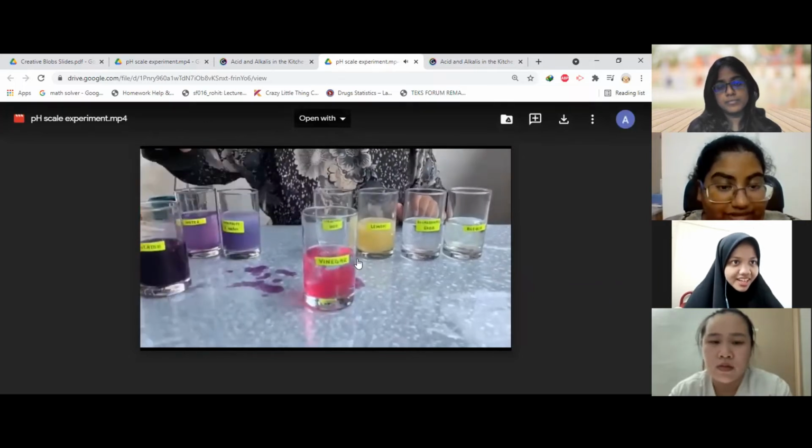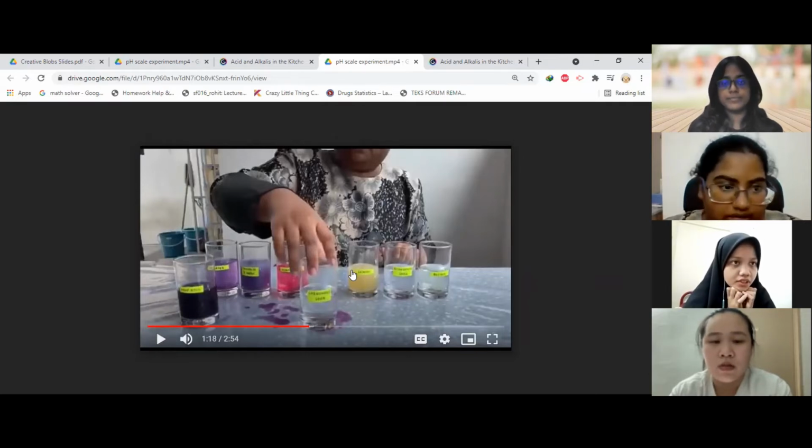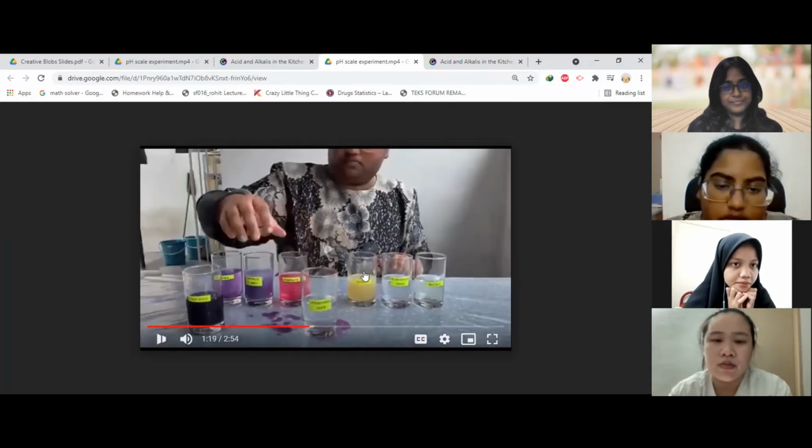Okay, well done. Correct. It's pink. It's a dark pink, but it's pink. So that means that it's acidic. Correct? Yes, very good. Thank you. Okay, now we'll look at the next one.